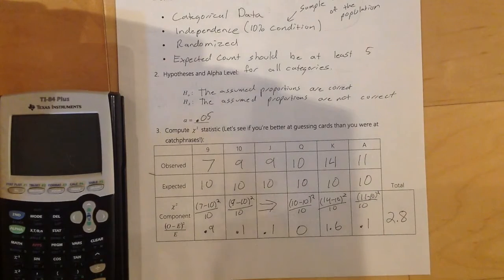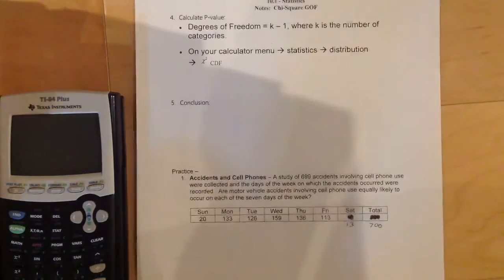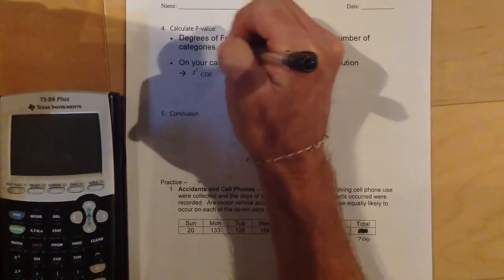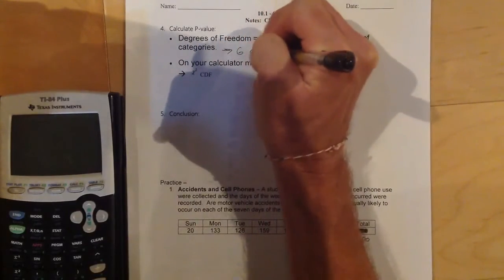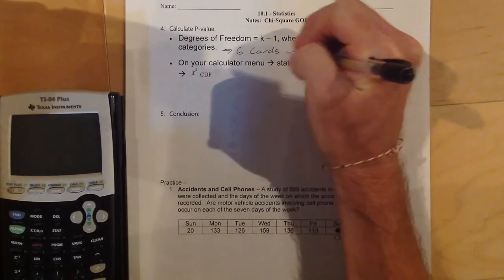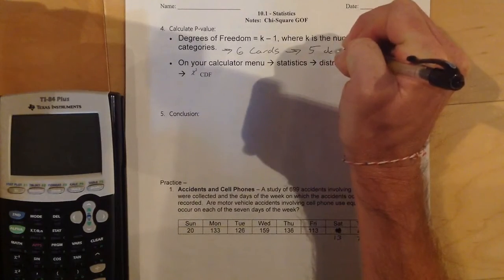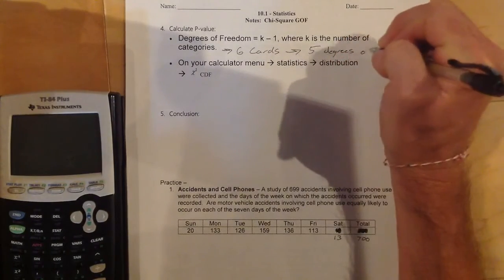All right. So let's actually work through the calculation here so that we can see how this works. So we have our chi-squared statistic. Our next step is to calculate our p-value. So the degrees of freedom is k minus 1, where k is the number of categories. So for us, we had 6 cards, which were our 6 different categories. So we have 5 degrees of freedom.